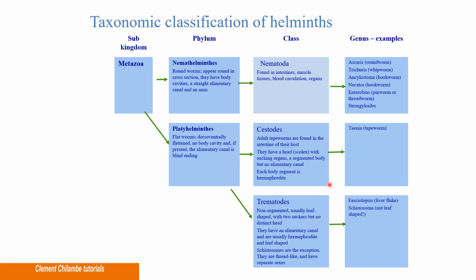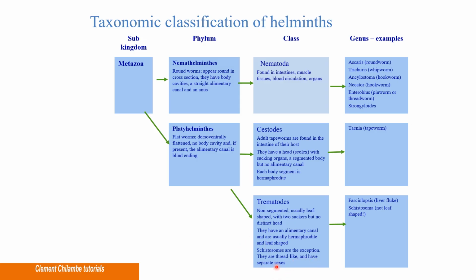So we have this. Then under platyhelminths, we have trematodes. Trematodes, what's the description? These are non-segmented. They are usually leaf-shaped with two suckers, but no distinct head. And then they have an alimentary canal and are usually hermaphrodite and leaf-shaped. Then schistosomes are the exception. They are thread-like and have separate sexes.